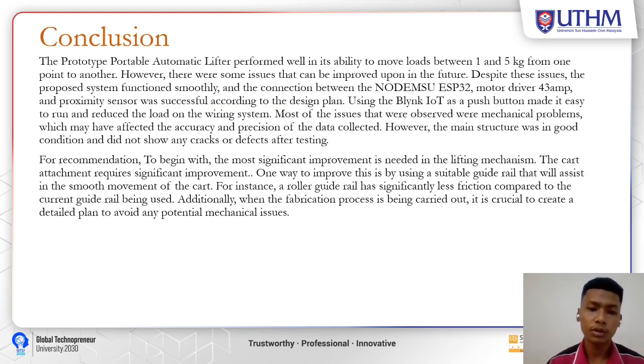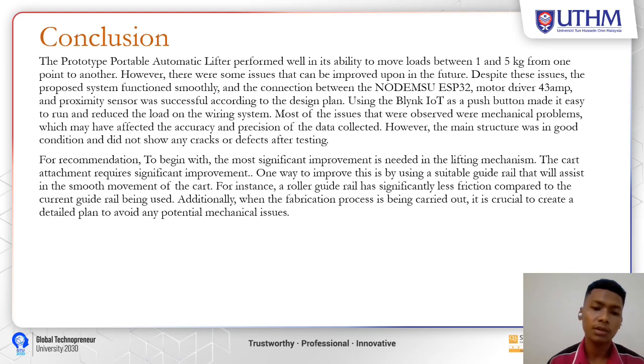The prototype portable automatic lifter performs well in its ability to move loads between 1 kg and 5 kg from one point to another point. However, there are some issues that can be improved in the future. Despite these issues, the system functions smoothly and the connection between the electrical components was successful according to the design plan. Using IoT, Blynk IoT as a push button makes it easy to run and reduces the load on the wiring system. More of the issues were observed with mechanical problems, which may affect the accuracy and precision of the data collected. However, the main structure was in good condition and did not show any crack or defect after this testing.